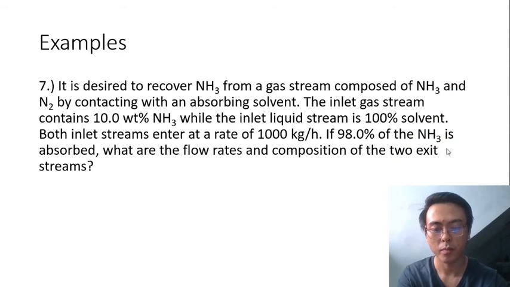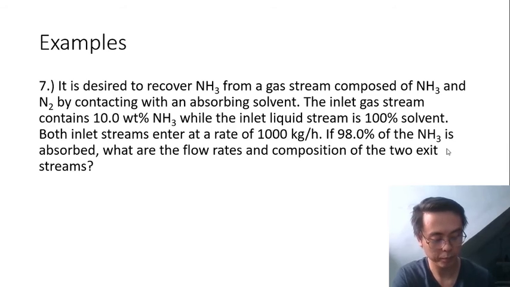Number 7. It is desired to recover ammonia from a gas stream composed of ammonia and nitrogen gas by contacting with an absorbing solvent. The inlet gas stream contains 10 weight percent ammonia, while the inlet liquid stream is 100% solvent. Both inlet streams enter at a rate of 1,000 kilograms per hour. If 98% of the ammonia is absorbed, what are the flow rates and composition of the two exit streams?